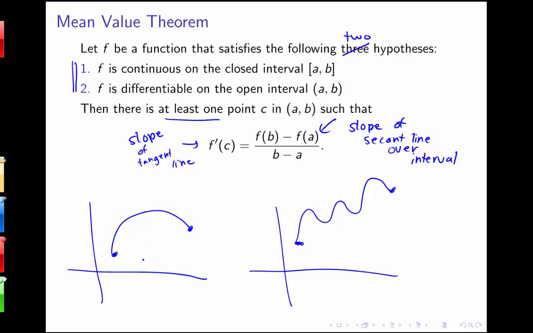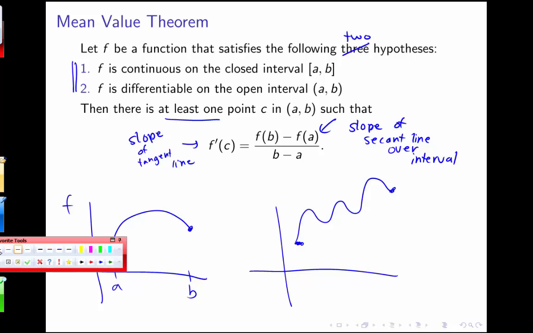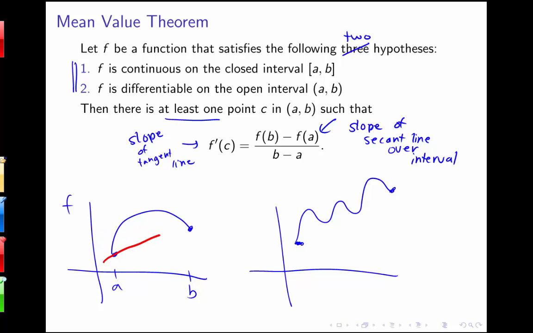So if I have this graph of f, and this is A and this is B, and I draw a line here, a secant line from A to B, I can see that if I drew a line parallel to that, it would have the same slope, and I could find this value C here, where the slope of the tangent line would be the same as the slope of this secant line. Here, I could draw a secant line between these two points, A and B.